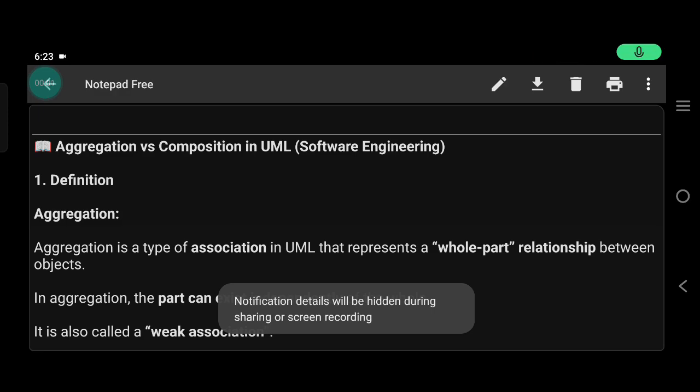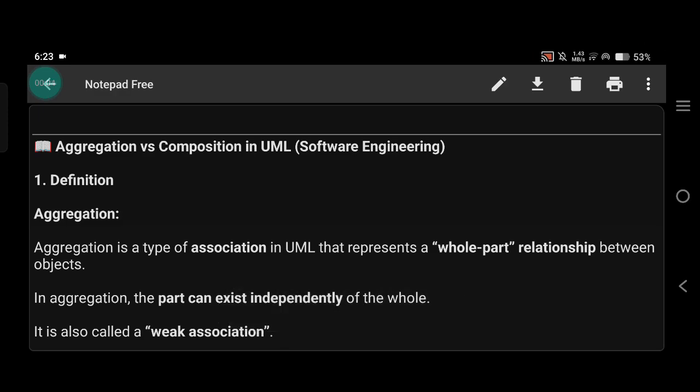Hello friends, welcome back. In today's video we will learn about aggregation and composition in UML in software engineering in a simple and easy way.